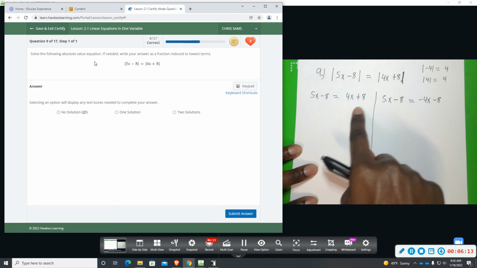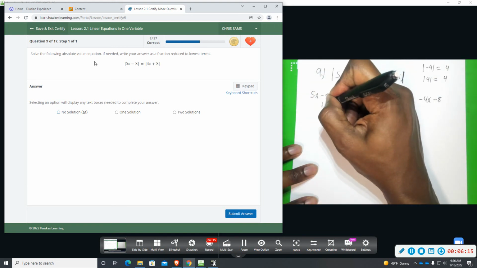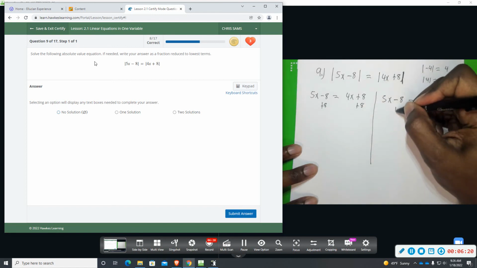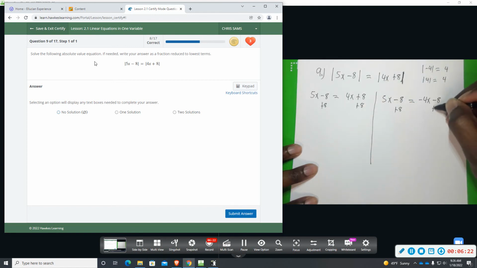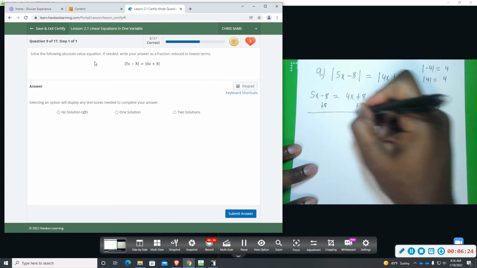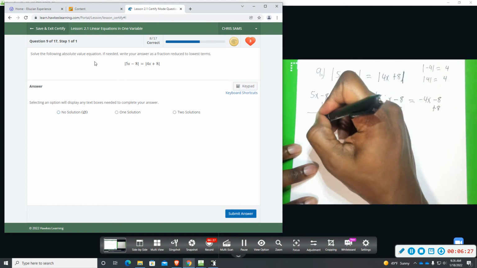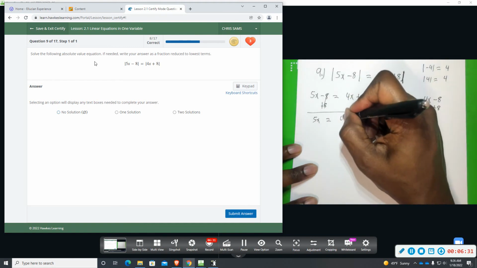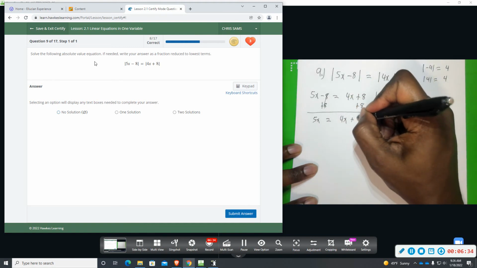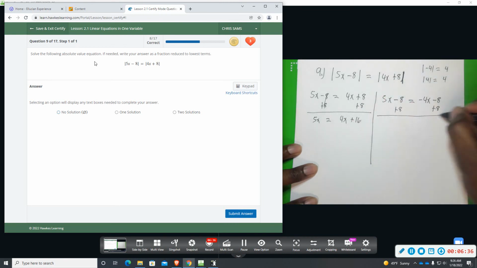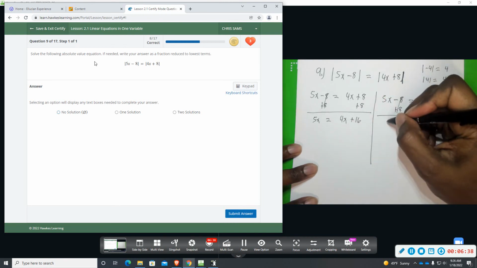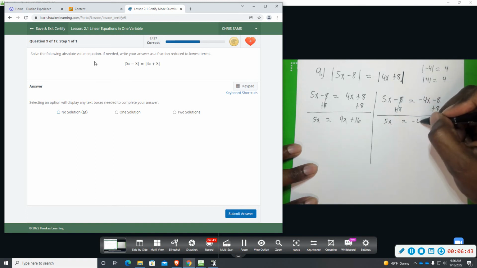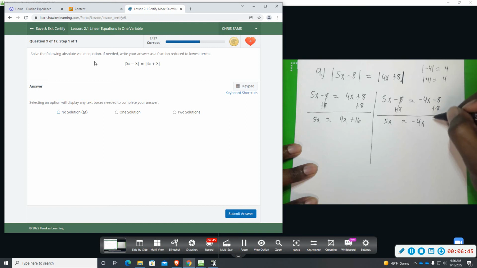I'm going to add 8 to both sides. I'm going to do that for both equations. So 8 goes to 0, bring down 5x equals, bring down 4x plus 16. And then on this side, that's going to go to 0, bring down 5x equals a negative 4x, and that's going to be 0 as well.